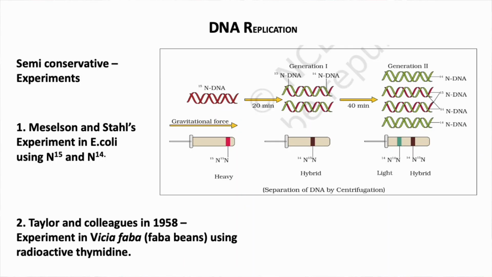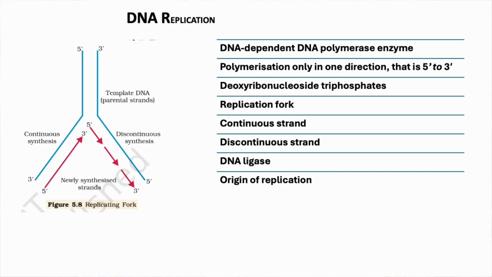The topic DNA replication starts with Meselson and Stahl's experiment, which proved the semi-conservative model of DNA. Based on this experiment and the diagram on the screen, many questions have been asked in previous years, as a 5-marker also. Remember to learn the experiment conducted by Taylor and his colleagues in Vicia faba. Remember to learn all the key words of DNA replication and the diagram of a replication fork.